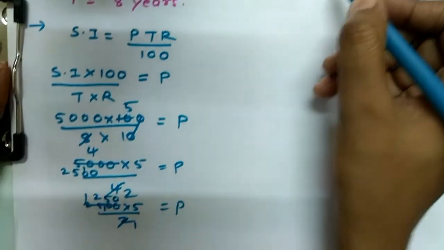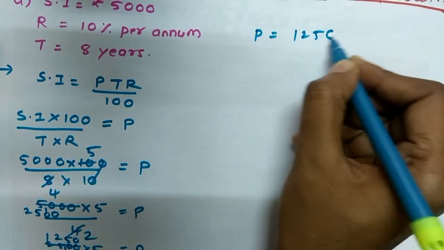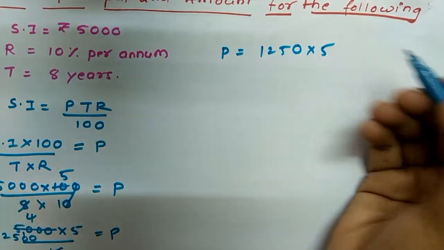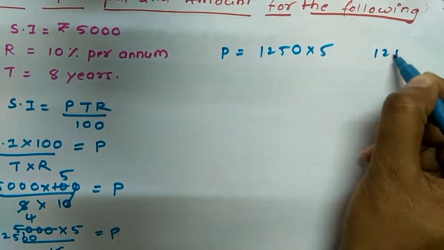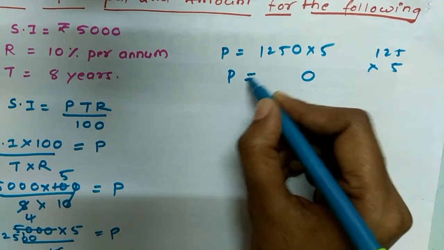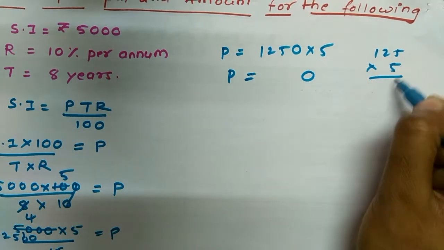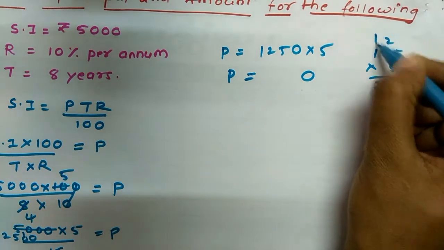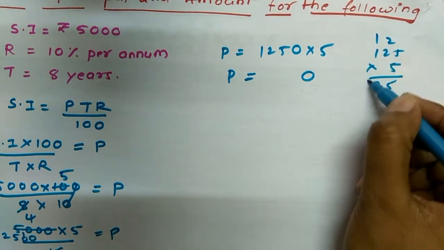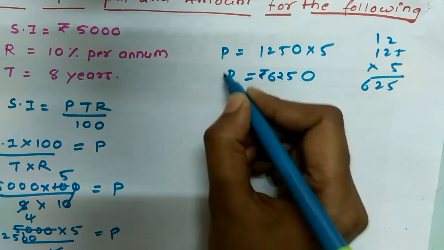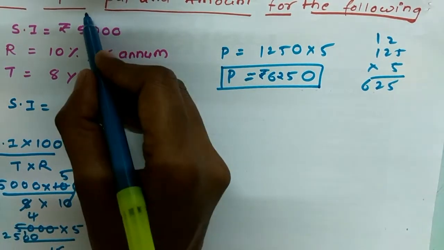So here I'll write P as 1250 into 5 upon 1. Upon 1 is the same, so multiply these two. So 125 into 5, no need to multiply with 0, the 0 will be in the unit digit. So 5 5s are 25, 2 here, 5 2s are 10, 10 plus 2 is 12. Carry 1 here, 5 1s are 5, and 1 is 6. So 6250. That is 6,250. It is the principal. So we got the principal.